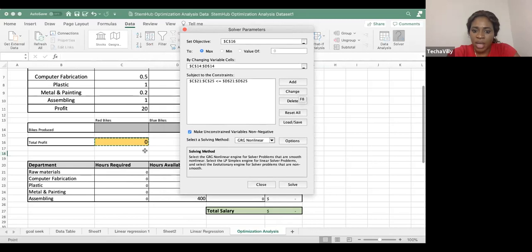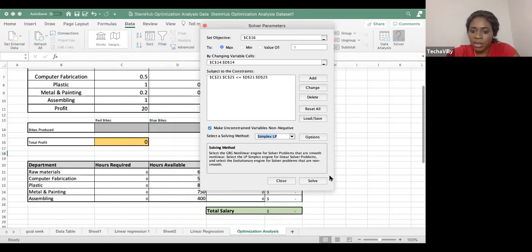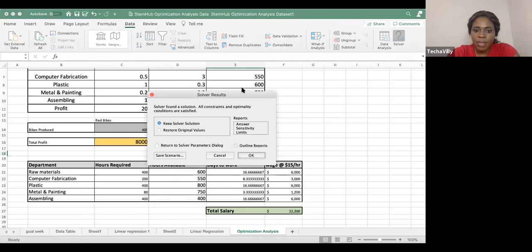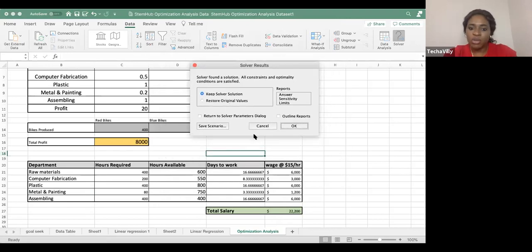So I clicked OK, and then we're going to go to Simplex LP because we are doing a linear model. So that's why I chose Simplex LP. And once that is done, make sure you click this box and then you click OK. So right now, we have our solution, and the Solver result says that a solution is found, and all constraints and optimality conditions are satisfied. So I'm going to click OK. Thank you for helping us to solve it.